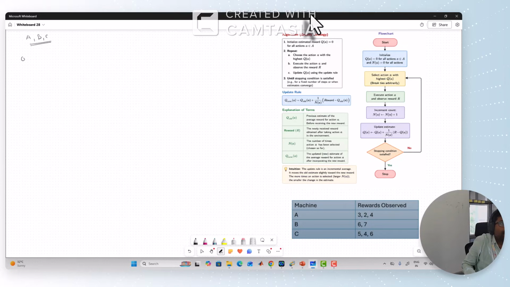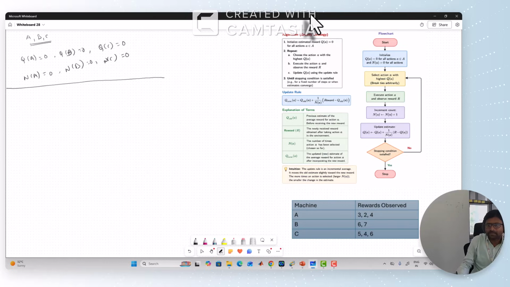So first make Q, returns of A equal to 0, returns of B equal to 0 and returns of C equal to 0. Similarly, at the initial stage, number of plays by A equal to 0, number of plays by B equal to 0, number of plays by machine C equal to 0 as of now.